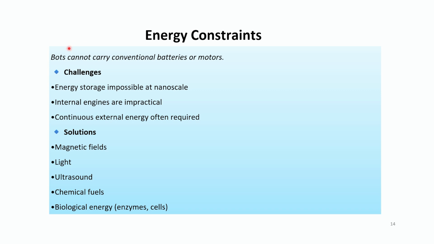Energy constraints. Your bots cannot carry conventional batteries or motors. As you know, you put a battery inside any moving object today in any electronic item, and that makes a movement. But bots, because they are of nano and micro size, cannot carry conventional batteries with them. So these are the challenges. Energy storage is impossible at nanoscale, internal engines are impractical, and a continuous external energy source will be required. The solutions: magnetic fields, light, ultrasound, chemical fuels, and biological energy, that is enzymes and cells.